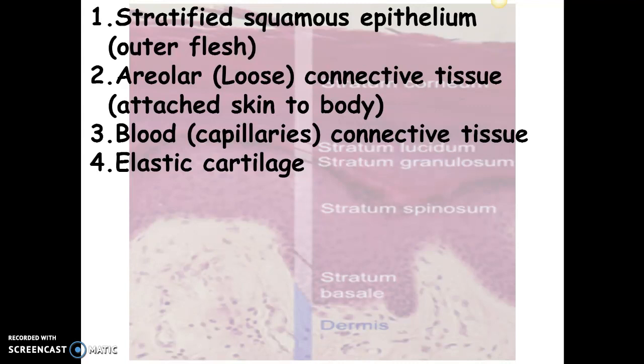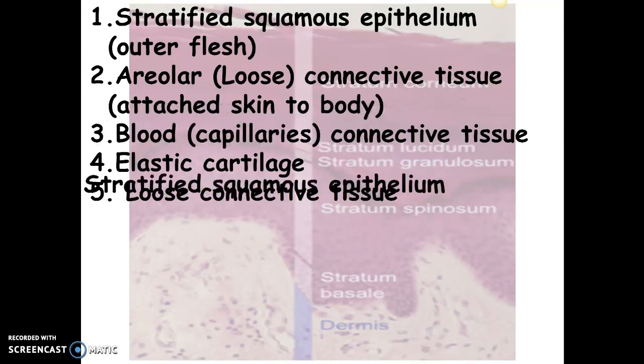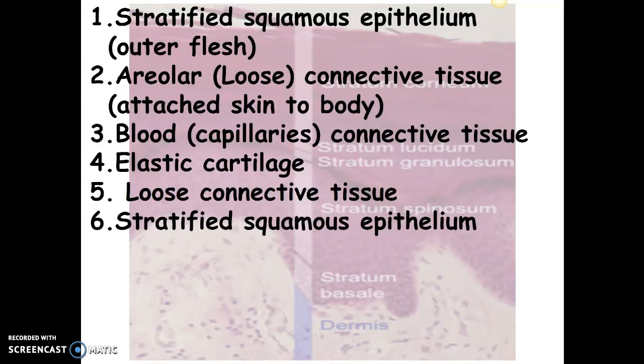So now the needle's gone into the cartilage and is coming out the opposite way. Guess what we hit? More connective tissue, out to the stratified squamous epithelium, and you're done. We could have made that 7 and said blood. I forgot to put the blood in.